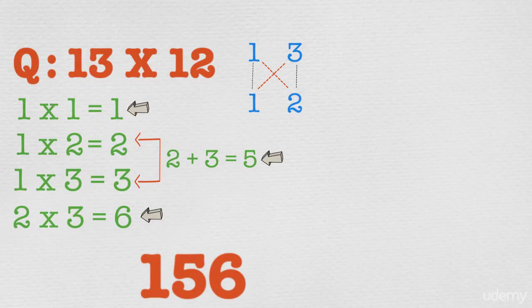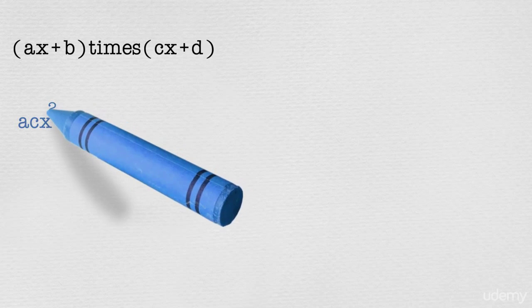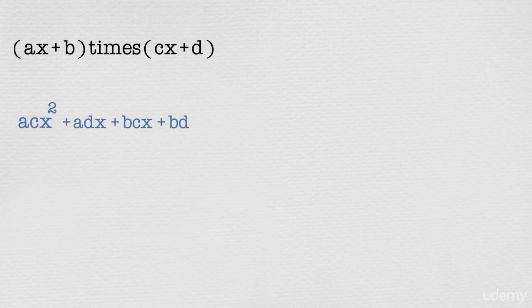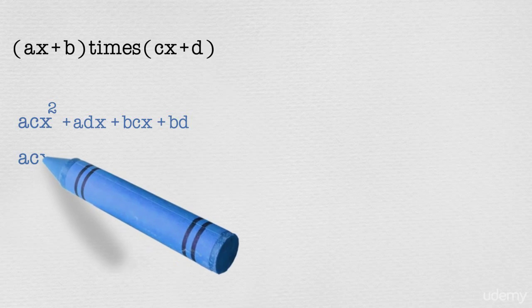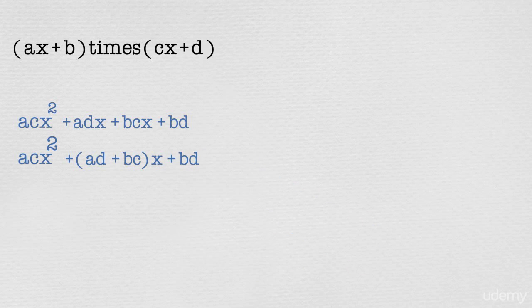The math behind the technique is similar to what we saw earlier. It is based on such an algebraic expression: (ax plus b) times (cx plus d). Solving this expression, we get acx squared plus adx plus bcx plus bd. And we can rewrite this expression as acx squared plus (ad plus bc) times x plus bd.